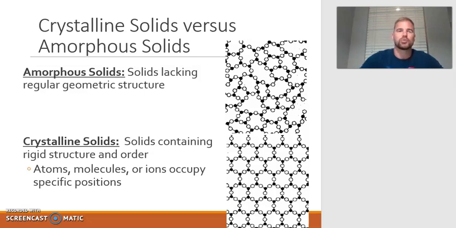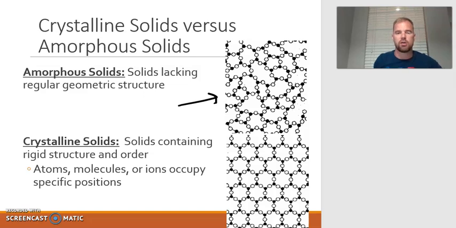If you were to take a look on the right side, you can see that that lack of geometric structure doesn't look too reassuring, right? It doesn't look very stable. And so these types of solids are, as you probably can guess, going to break very easily. An example of an amorphous solid would be glass. Glass, if you were to drop it on the ground, would shatter instantly.